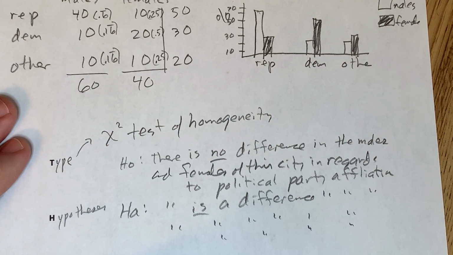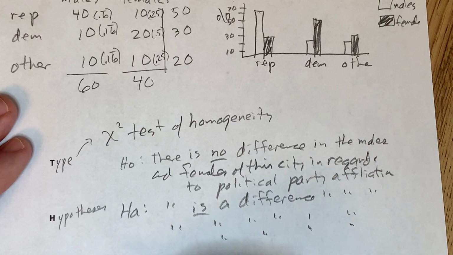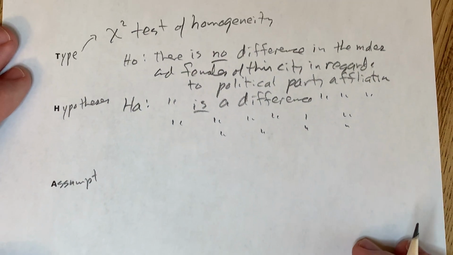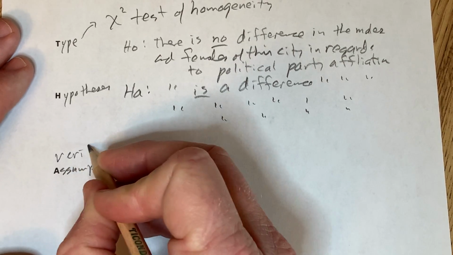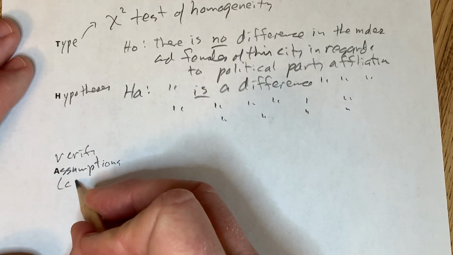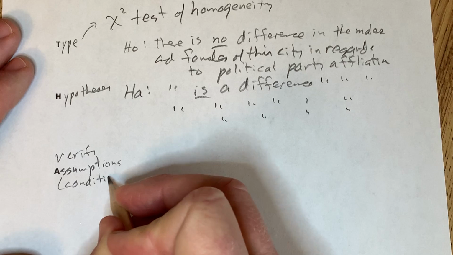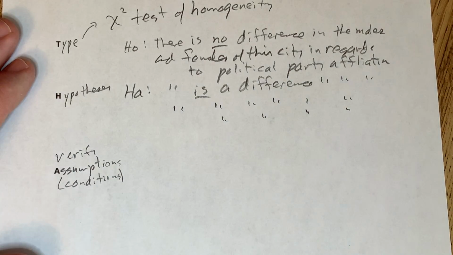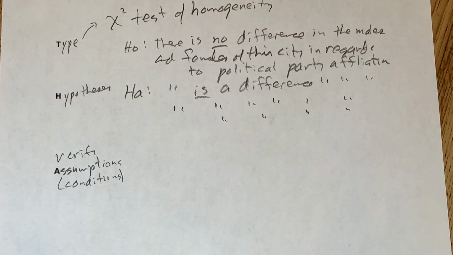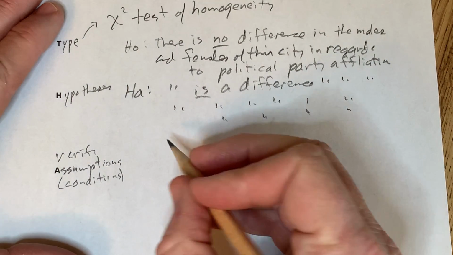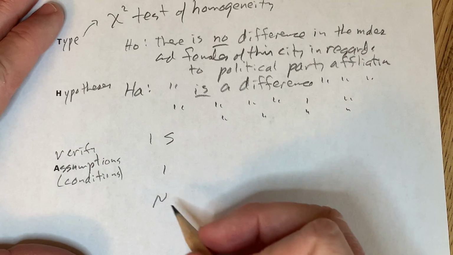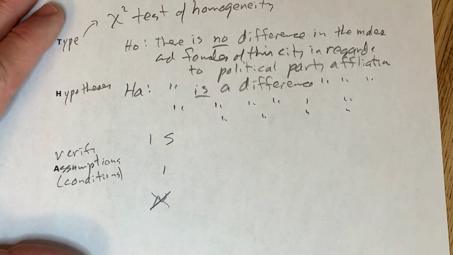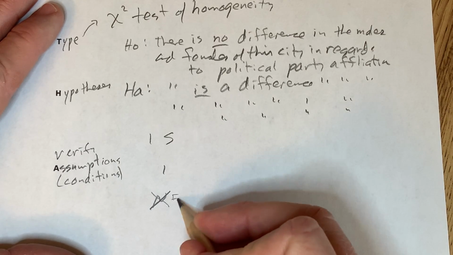Then we have our assumptions. We have to verify our assumptions or our conditions. In other words, state whether or not we think they're true in this situation. And now we have two different samples here. So these samples have to be independent. So we're going with the ISIN, but of course with chi-squared, we don't check for normality. So we're leaving out normality; it's the expected counts.